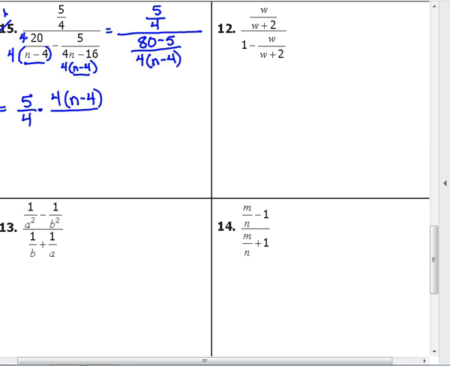So we need to simplify the 80 minus 5. So that's 75. So we can cancel the 4's. And then we can simplify 5 over 75. And what is that? 15. Thank you. Okay. So in the numerator, we've got n minus 4. And in the denominator, we've got 15.